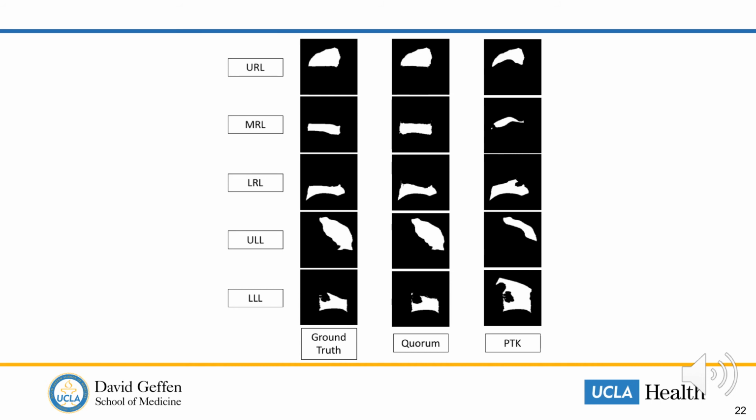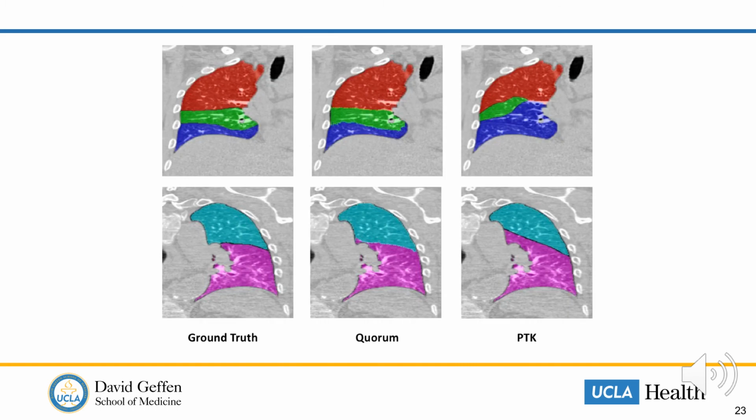To provide a visual component of the quorum-generated segmentations, example slices for each of the 5 lung lobes are shown here. For each lobe, the quorum result is observed to match the ground truth segmentation more closely than its PTK-generated counterpart. Similarly, looking at overlay images of the resulting lobe segmentations and associated CT images, large errors in the PTK segmentation are observed, marked by regions in the yellow circles, while these errors are not present in the corresponding quorum method result, again shown by regions circled in yellow.